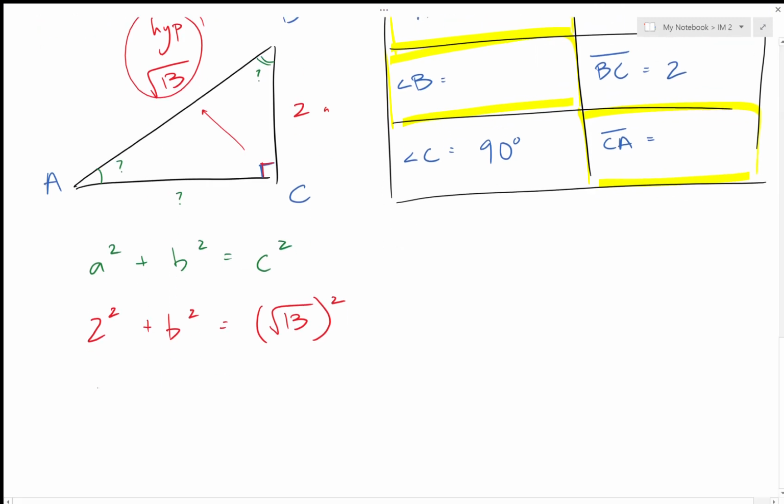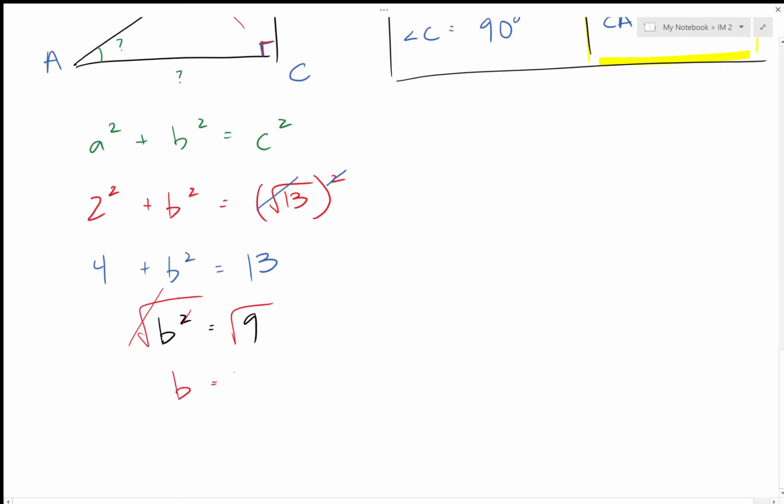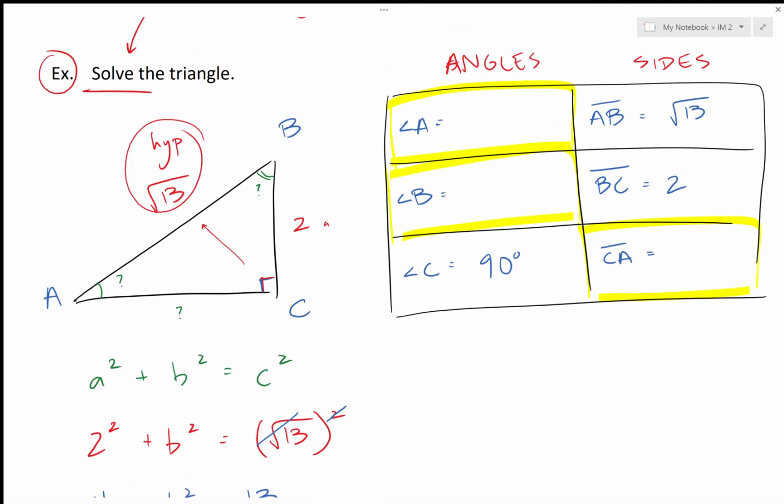2 squared is 4. B squared equals, square root and exponent 2 cancel each other out, so it's just 13. If we subtract 4 from both sides, we get b squared equals 9. And finally, when I square root to get rid of that exponent 2, I square root this side, so b is 3. So we found out that b, little b, or my missing side, is 3. So I can now put that in the table here. Missing side is 3. And if I look at that, now I've got all 3 sides.